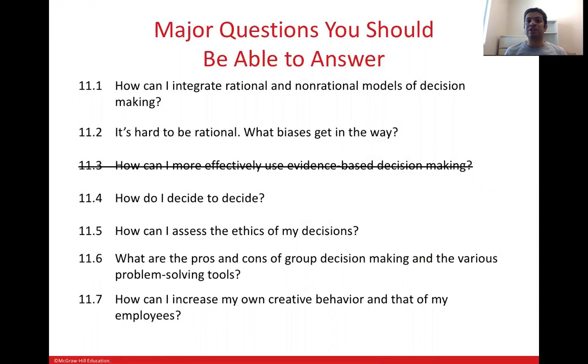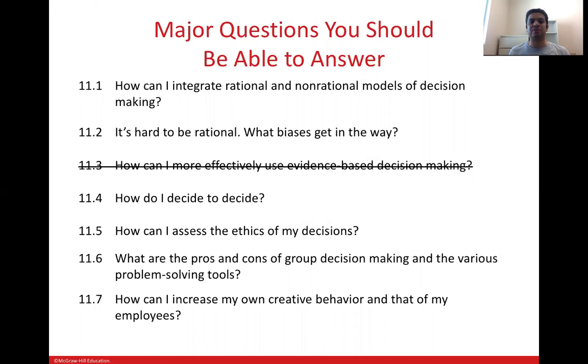How can we integrate rational and non-rational models of decision making? So different ways in which we make decisions. Is it according to what logic should expect us to make a decision, which is rational, or is it non-rational, which basically doesn't follow logic? It's very hard to be rational, as we'll see. So what biases get in the way? And we'll talk about different types of biases.